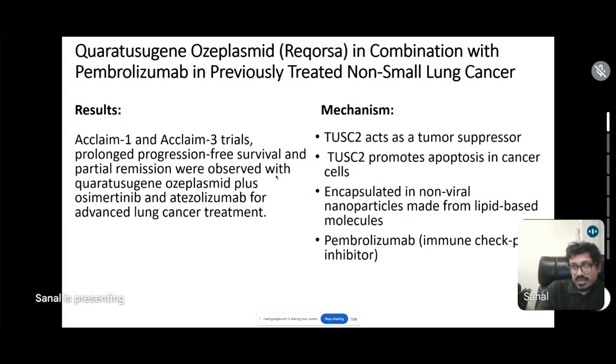So the gene was encapsulated in non-viral nanoparticles made from lipid-based molecules. And this was used in combination with pembrolizumab, which is an immune checkpoint inhibitor.